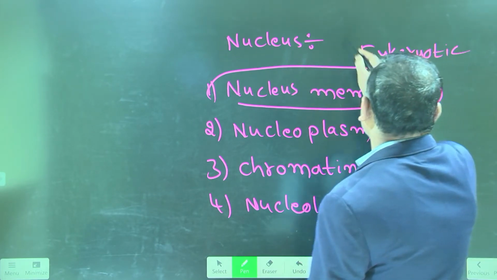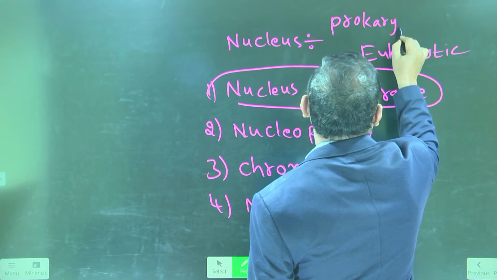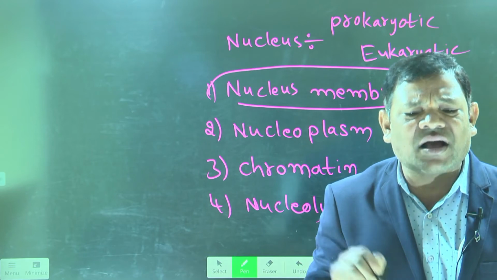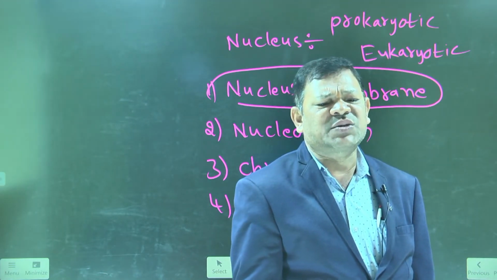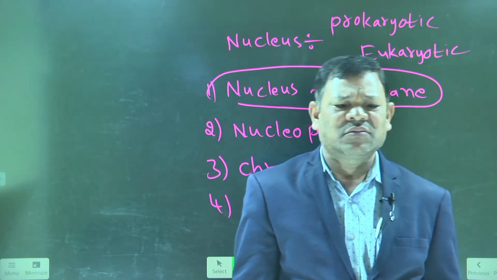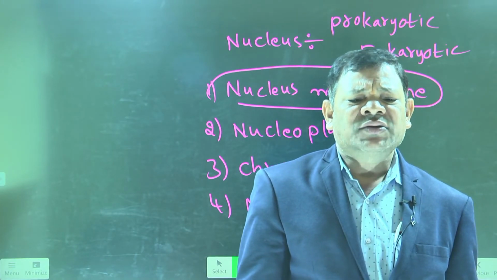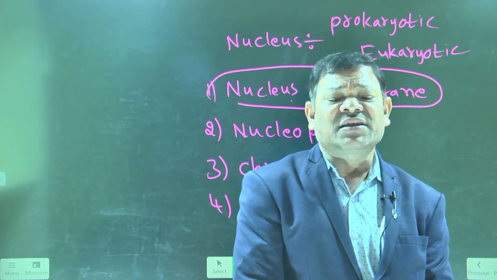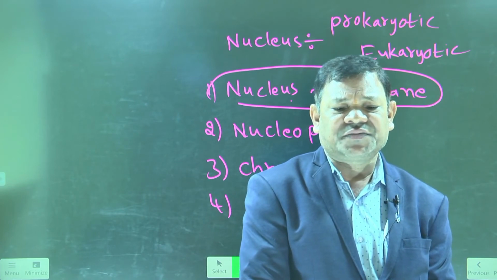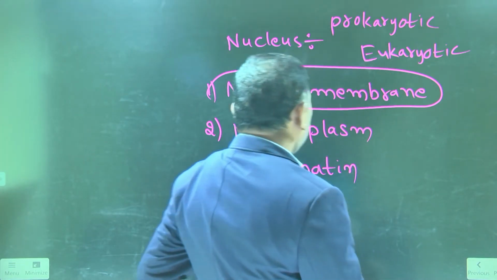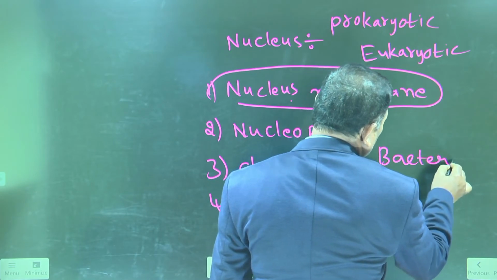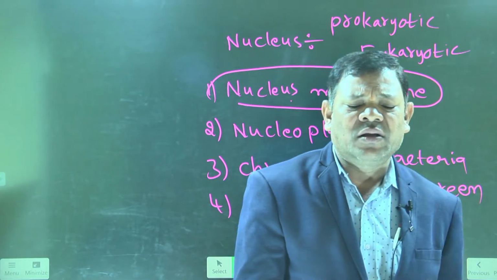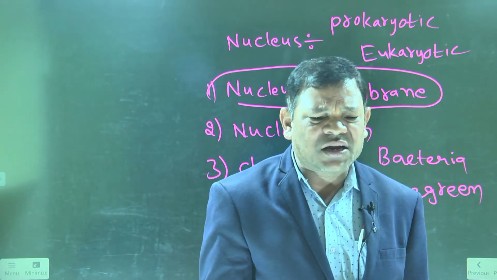Next, prokaryotic organism. What is the meaning of prokaryotic organism? Nucleus is absent and nucleus membrane is also absent. Chandana, you are not responding. Any problem? Madam Chandana, please give the response. So prokaryotic organisms means that the nucleus and nucleus membrane are absent. That is called a prokaryotic organism. What are the examples of prokaryotic organisms? Very good, bacteria and blue-green algae. These are the examples. Prokaryotic organisms are very primitive organisms.